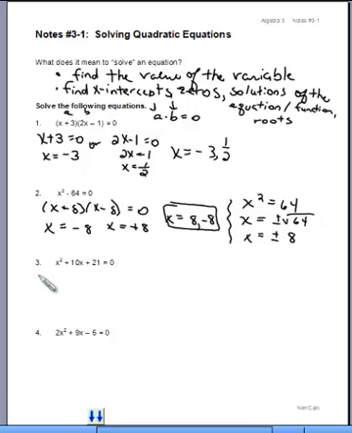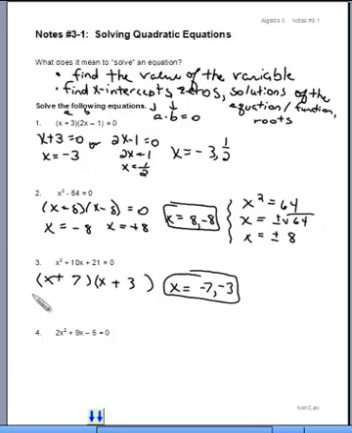Now looking at this next one, number 3, we need to factor that. So we have x times x. We need factors that multiply to be 21 and add to be 10. So that's going to be 7 and 3. They're both plus because both signs in the original equation are plus. So for this, x equals negative 7 and negative 3 are your answers.